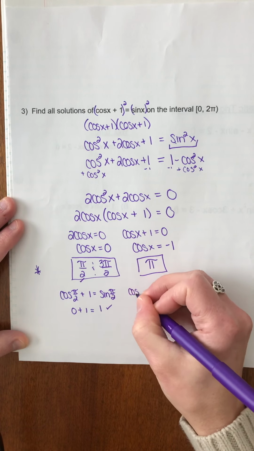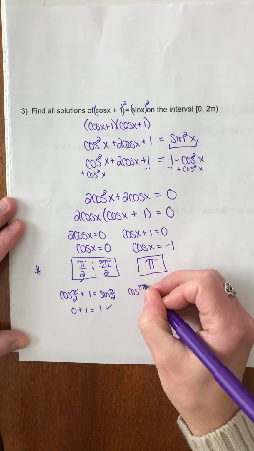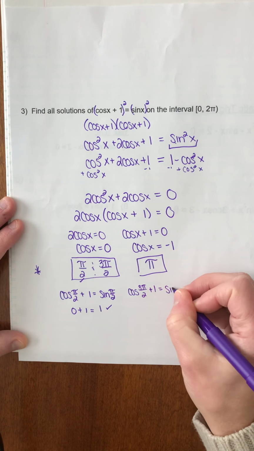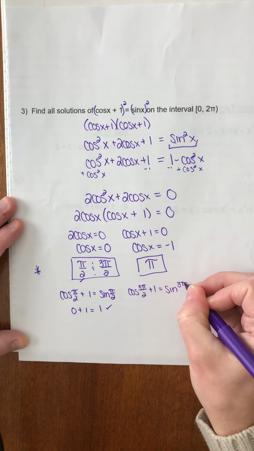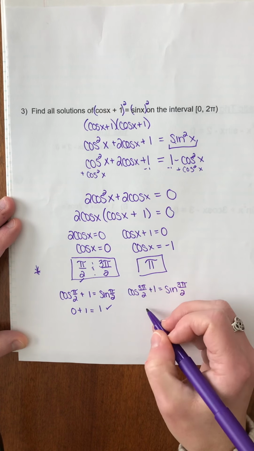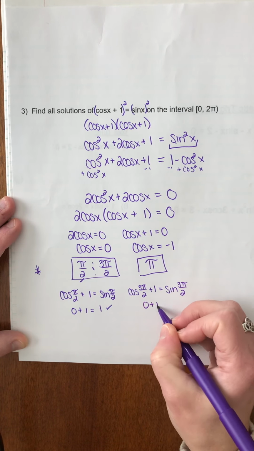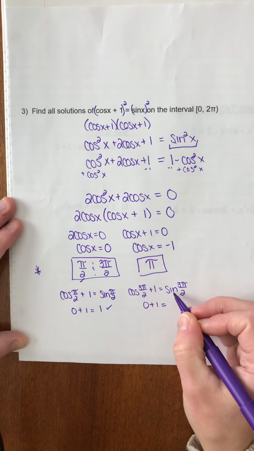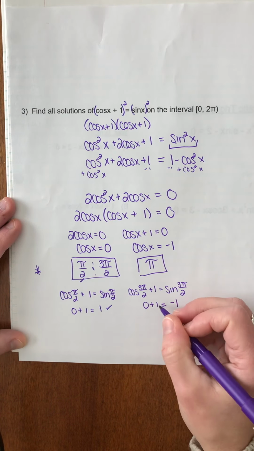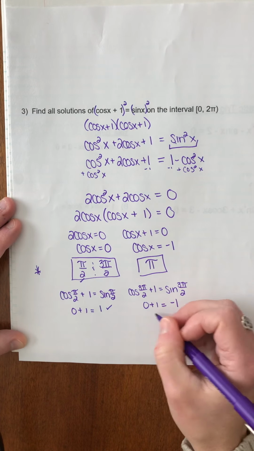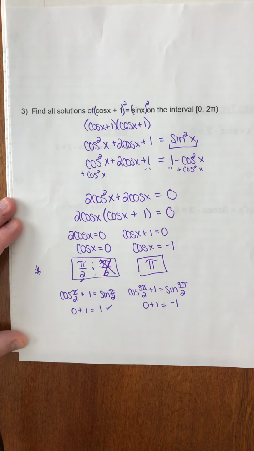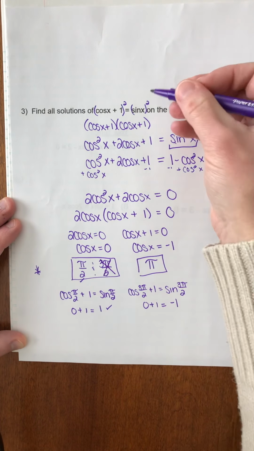So then we check 3 pi over 2. Does cosine of 3 pi over 2 plus 1 equal sine of 3 pi over 2? And so that's the x value at 3 pi over 2 is 0, plus 1. Is that equal to the y value at 3 pi over 2? Uh-oh. So that doesn't work. So we're going to actually get rid of this solution because it doesn't work with my original.